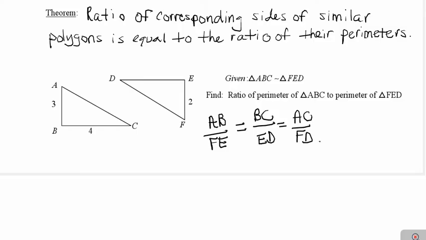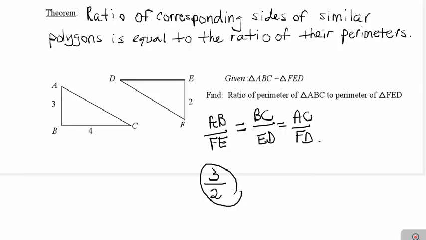Now, by the theorem we just talked about, we know the ratio of the perimeters is going to be equal to the ratio of any corresponding sides. So I'm going to look to see if I know any of those three ratios, AB over FE, or BC over ED, or AC over FD, because then my job is done. We do know AB is 3, and FE is 2. So I'm done. That's a pair of corresponding sides, and I know the ratio of the perimeters is equal to the ratio of their corresponding sides. That's your final answer, 3 to 2.